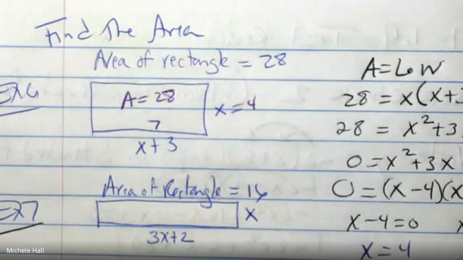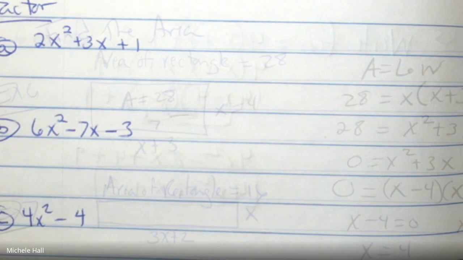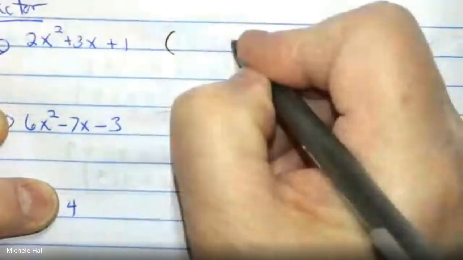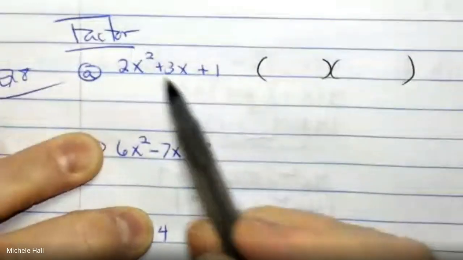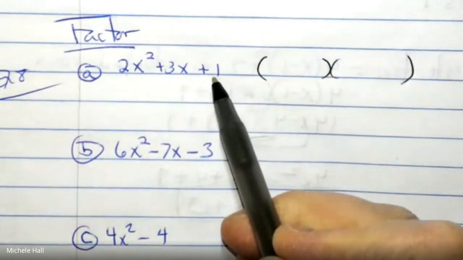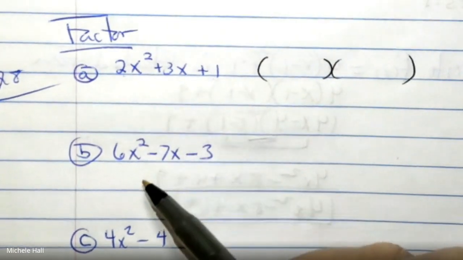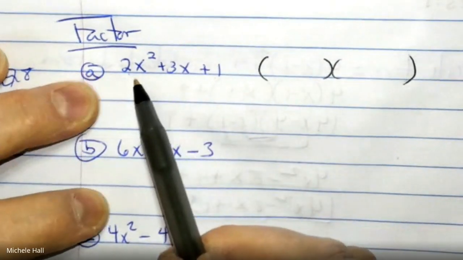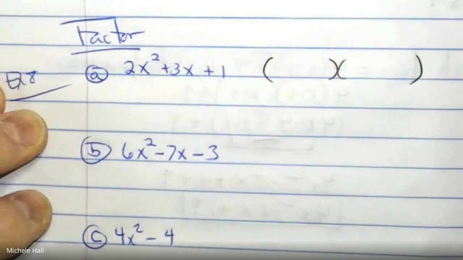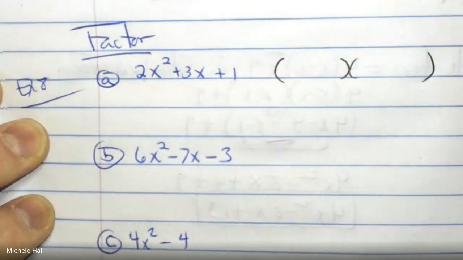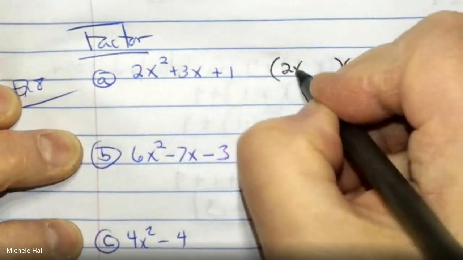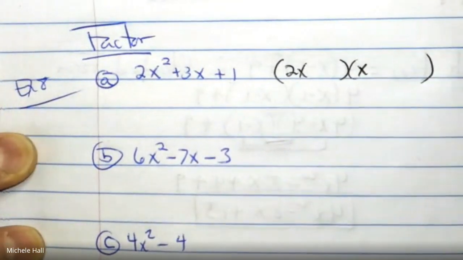I want to practice factoring and help you guys use the guess and check. Guess and check is really easy, especially when A is prime and C is prime. I don't have any choices. When the numbers are prime, I don't have a lot of choices of what to put in there. What times what equals 2x squared? Exactly, 2x times x. That's all I have for that one.